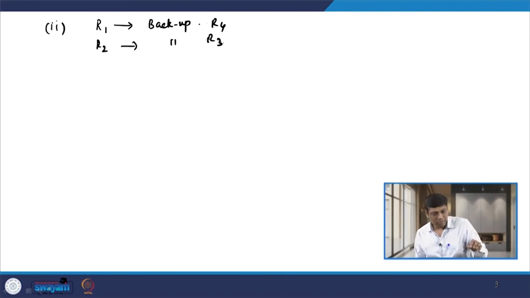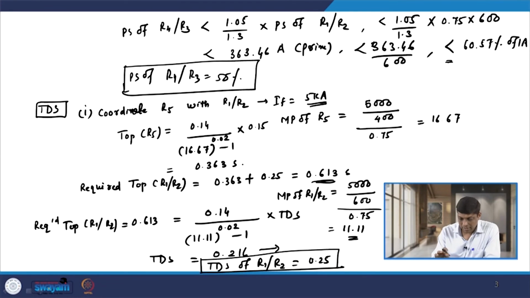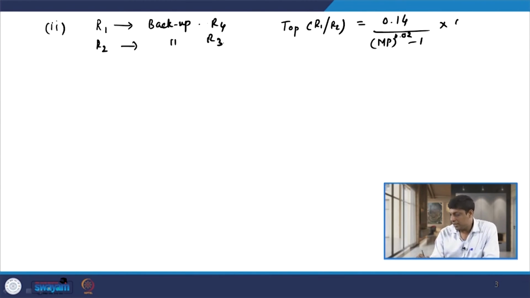So, obviously the time of operation of relay R3 and R4 is lower than the time of operation of relay R1 and R2. So, let us first find out the time of operation of relay R1 oblique R2 using this equation, 0.14 over MP raised to 0.02 minus 1, into TDS. The TDS of R1 and R2 we have already calculated, that is 0.25.